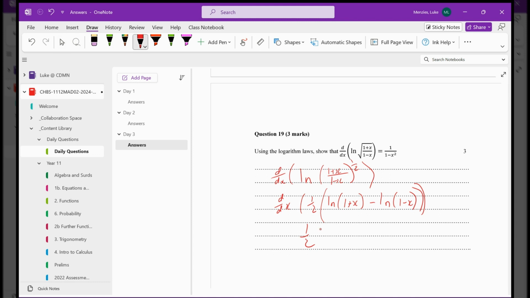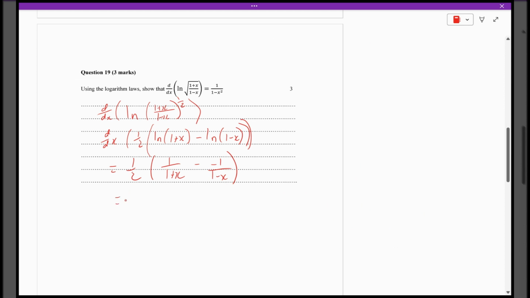Now differentiate, and that is equal to the derivative of ln of 1 plus x, which is 1 on 1 plus x. So remember, look at your log laws. Really, we're just looking at the derivative of the inside. That goes on top, and the function goes on the bottom. And then we're going to have minus, the derivative of that is minus 1 on 1 minus x. And then from there, we will go is equal to half.